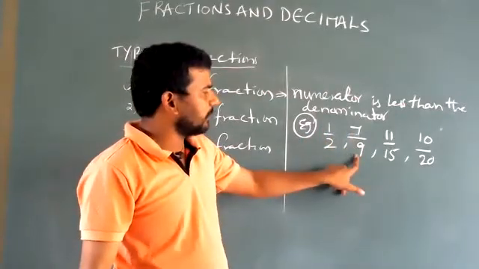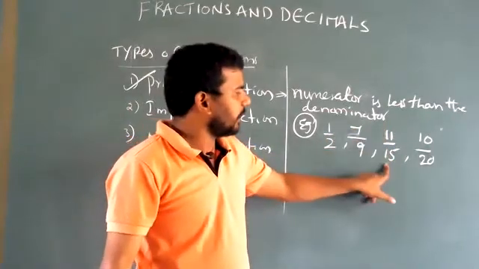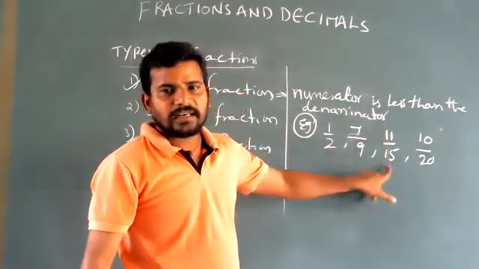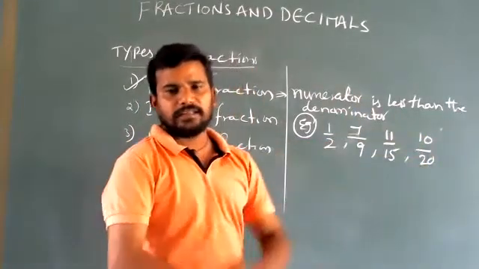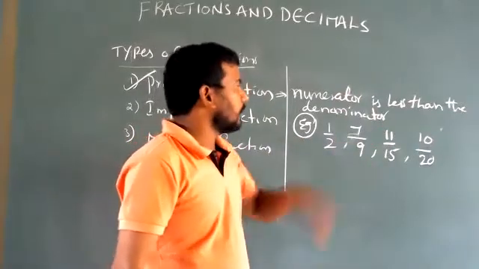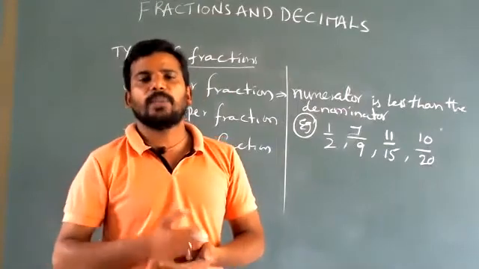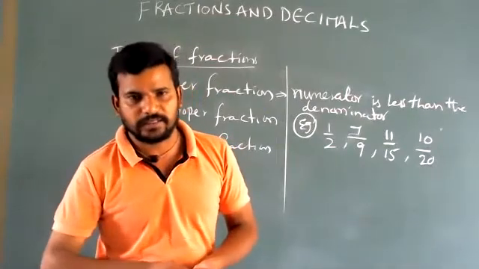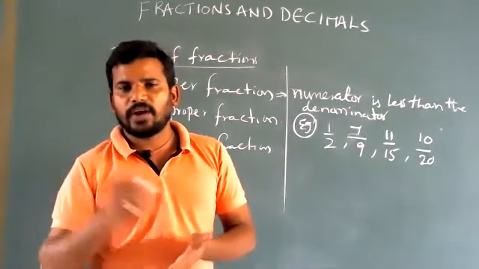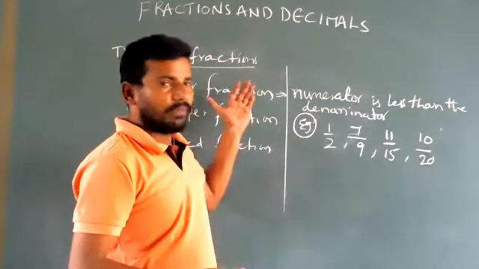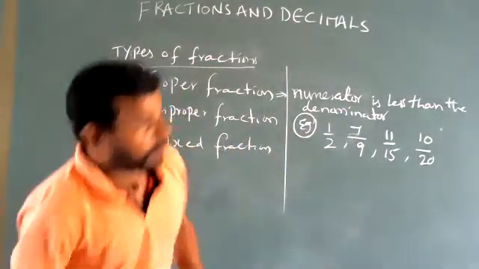In 7 by 9, the numerator is less than the denominator. In 11 by 15, the numerator is less than the denominator. In 10 by 20, the numerator is less than the denominator. So these are examples of proper fractions. Once again, what is a proper fraction? A fractional number having the numerator less than the denominator is called what, children? Proper fraction.